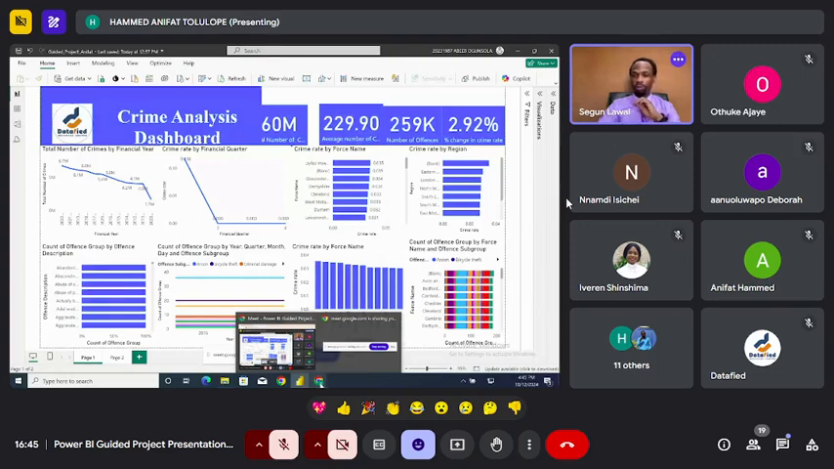One more question before I hand over to 2K. What was the most important insight you found when you were building your dashboard or doing the analysis?